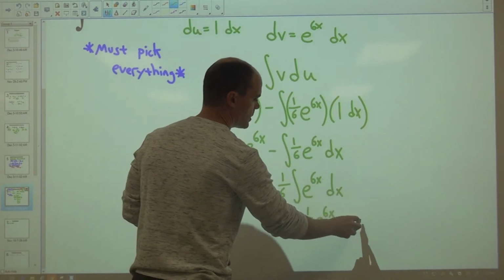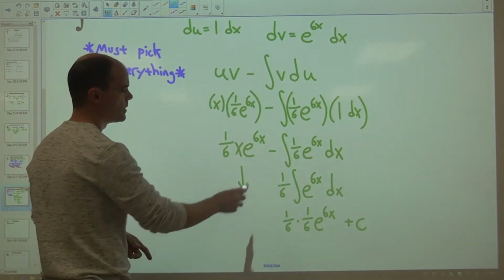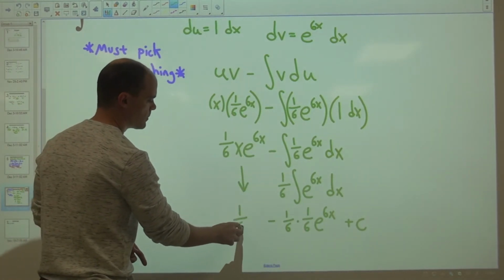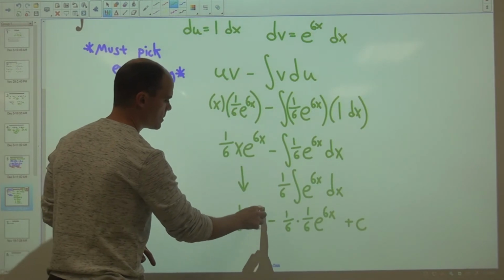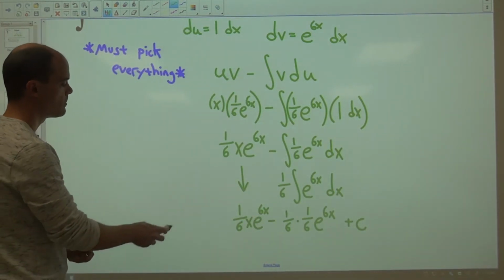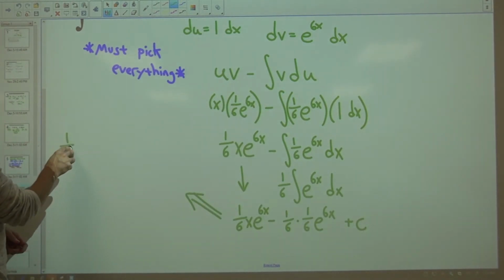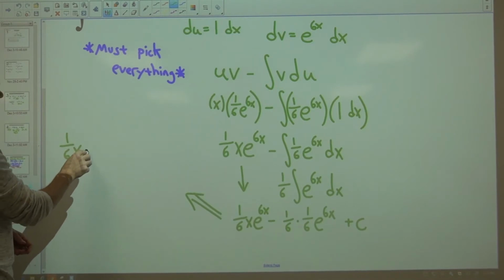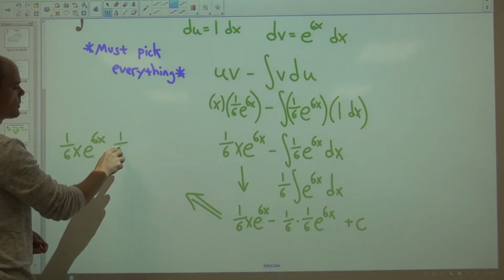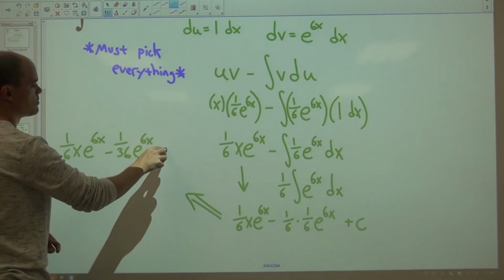Don't forget the plus c. This guy carries along for the ride. This was subtraction, so it's minus. And I end up with 1/6 x e to the 6x. There's my answer. Let's clean this up and be done. So our final antiderivative is 1/6 x e to the 6x minus 1/36 e to the 6x plus c.